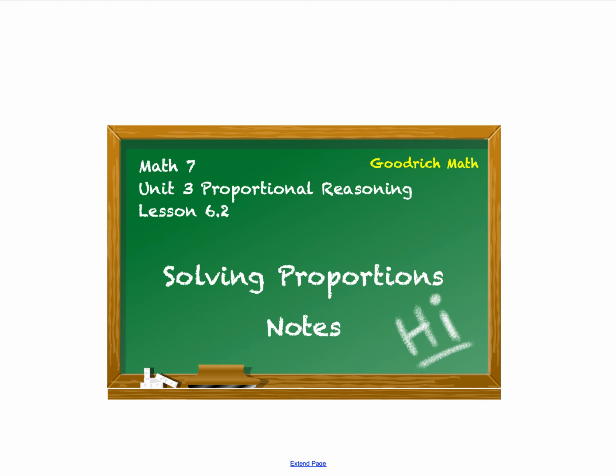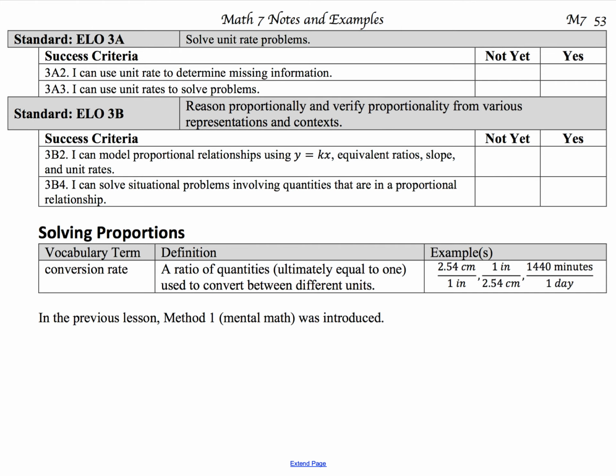Math 7, Unit 3, Proportional Reasoning, Lesson 6, Part 2, Solving Proportions Notes. Okay, in this lesson on solving proportions, we're covering the following concepts. You can read through those. Well, parts of them, not them in their entirety.